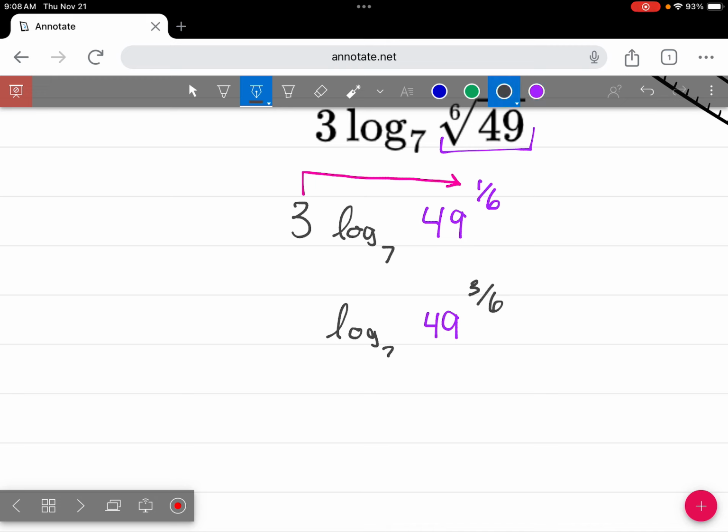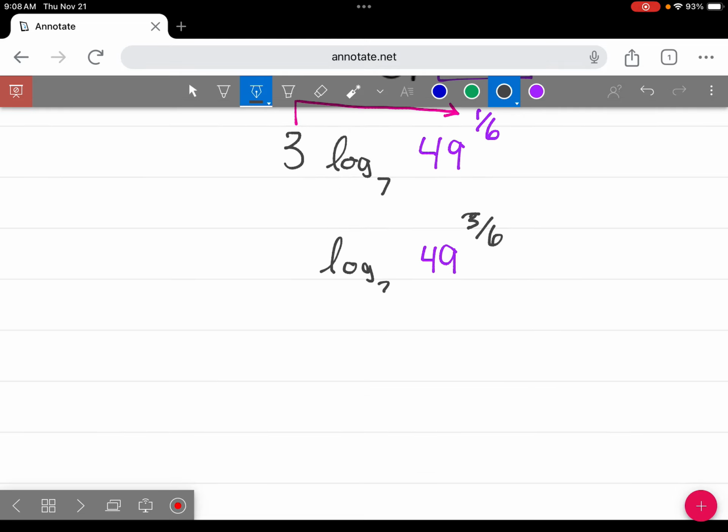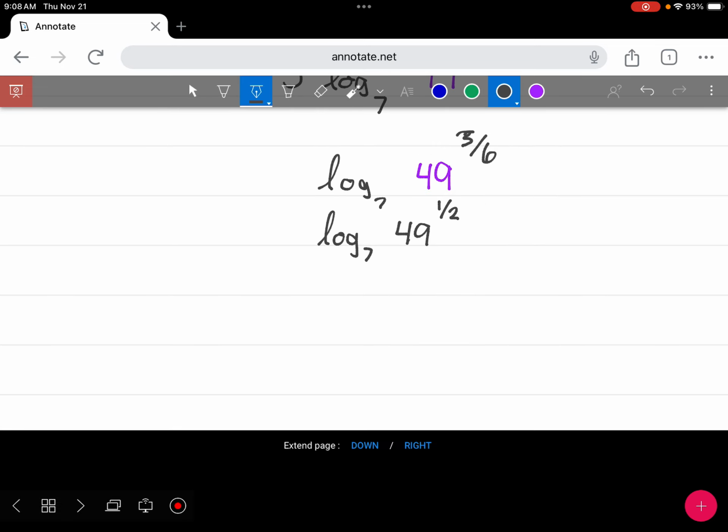1/6 times 3 gives me 3/6. What does that simplify down to be? 1/2. So we have log base 7 of 49 to the 1/2. What is 49 to the 1/2? 7, because that's just the square root of 49. So this becomes log base 7 of 7. What's that equal? 1.